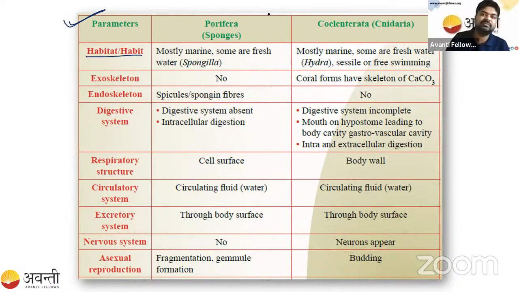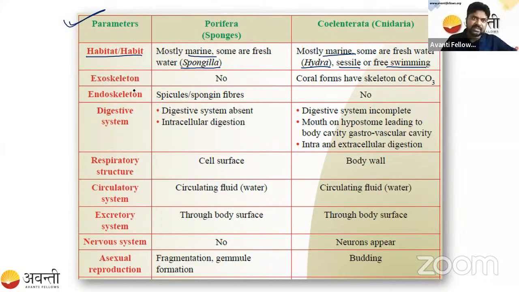For example, in case of Porifera, they are marine, some living in fresh water. For example, Spongilla lives in fresh water. In case of Cnidaria, they are mostly marine, some live in fresh water, for example Hydra. They are sessile or free swimming. Free swimming in the sense they freely move here and there. Sessile means they are fixed organisms.